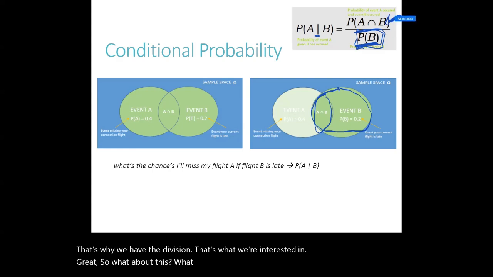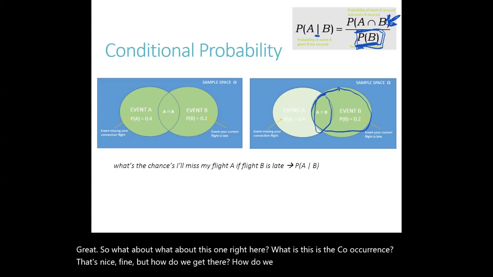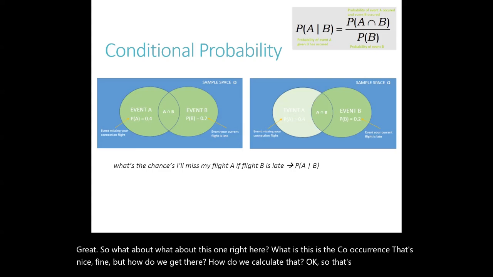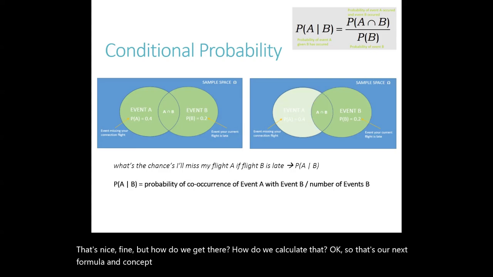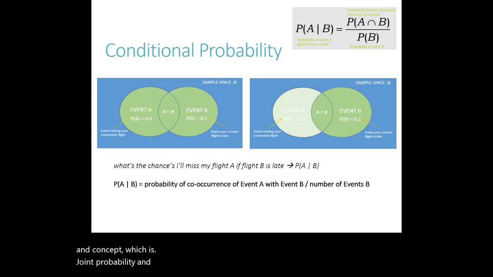So what about this one right here? What is this? This is the co-occurrence. That's nice, fine, but how do we get there? How do we calculate that? Okay, so that's our next formula and concept, which is joint probability. And just a quick review here.